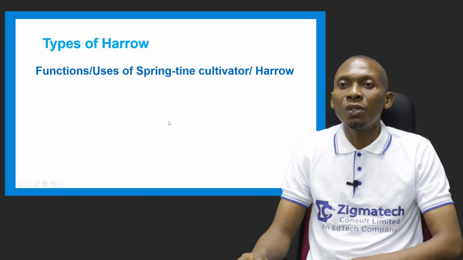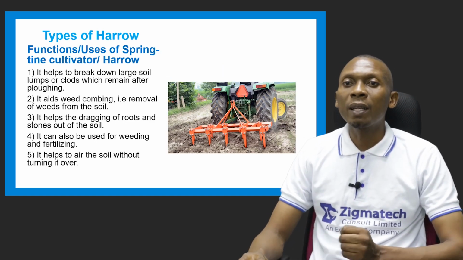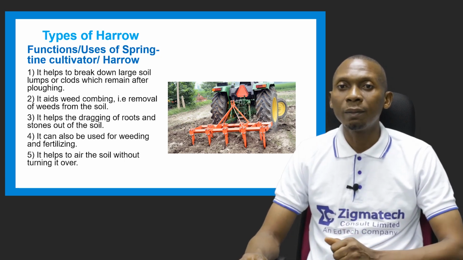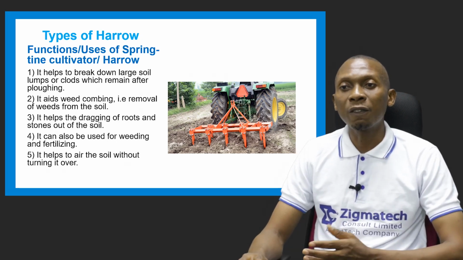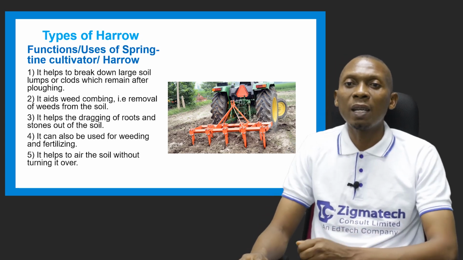What's the function or the use of the spring-tine cultivator or harrow? Let's look at it. It helps to break down large soil lumps or clods which remain after plowing. It aids weed combing, that's the removal of weeds from the soil. It can also be used to drag the roots and stones out of soil.